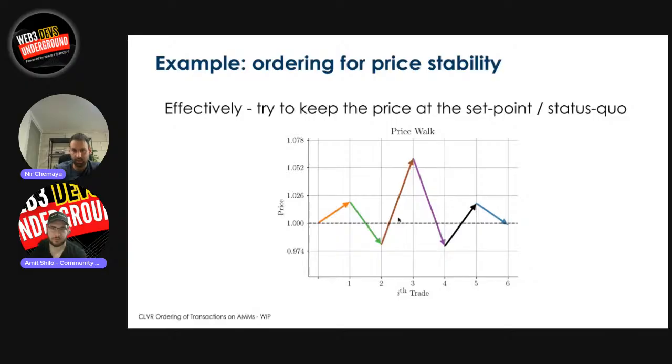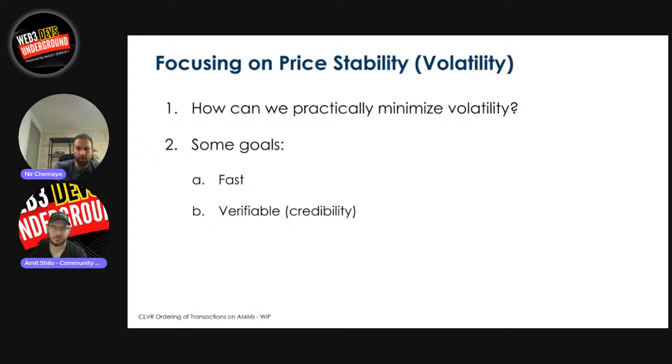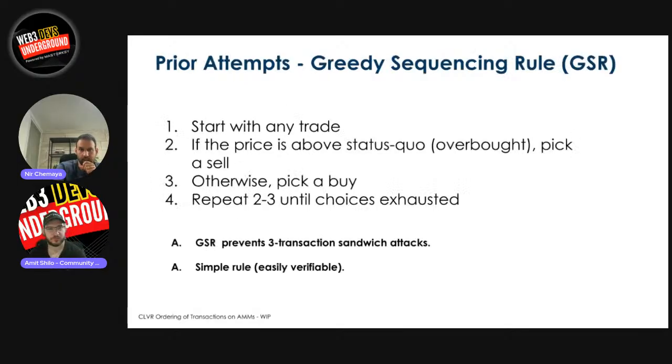So you can see that sometimes it's good to do small transactions, sometimes you need to do big transactions. So it's not very obvious. So now let's think about rules that can approximately minimize this objective function. So now let's speak about GSR.